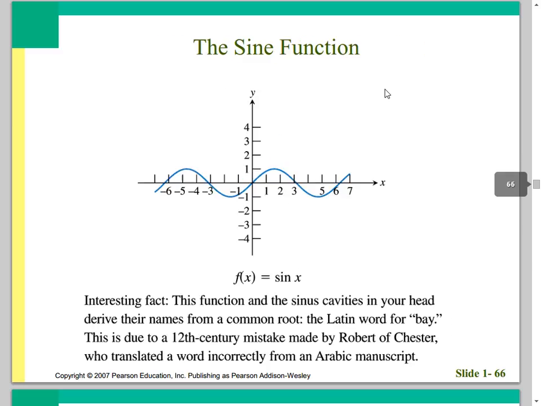Okay? Sine function is a trigonometric function. This function and the sinus cavities in your head derive their names from the common root, the Latin word for bay. This is due to a 12th century mistake made by Robert of Chester, who translated the word incorrectly from an Arabic manuscript. It's an oscillating function based on the unit circle. This is symmetrical about the origin, so this is an odd function.